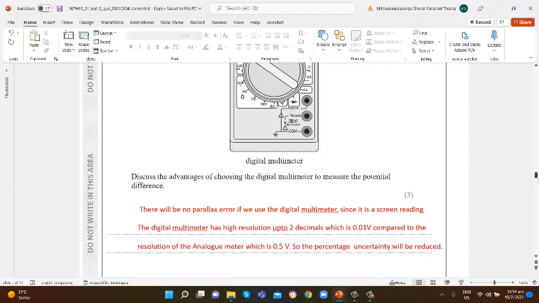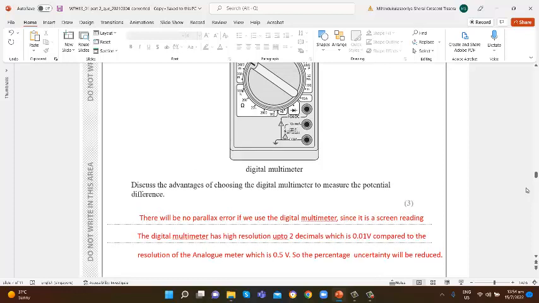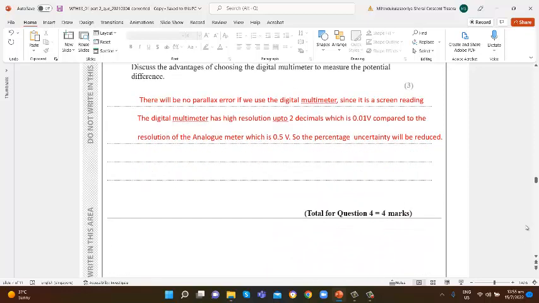So what are you going to write? You have to write nicely. There will be no parallax error if we use a digital multimeter since it is a screen reading. Then the digital multimeter has high resolution up to 2 decimals, which is 0.01 volt, compared to the resolution of the analog meter, which is 0.5 V. So the percentage uncertainty will be reduced here. So those are the advantages.